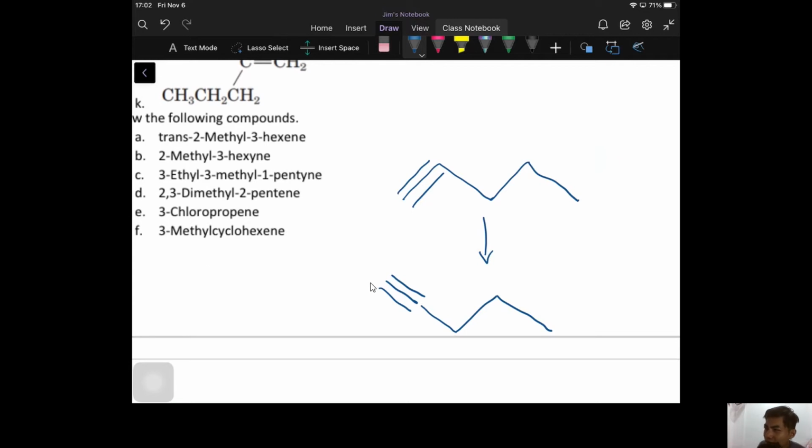Sa third carbon, may ethyl and methyl ka. 1, 2, 3. So, this is your third carbon. So, may methyl and may ethyl ka. 1, 2. So, this is your methyl and this is your ethyl. Okay? Methyl, ethyl. On the third carbon, 3-ethyl, 3-methyl yan. Ito yung methyl, ito yung ethyl.